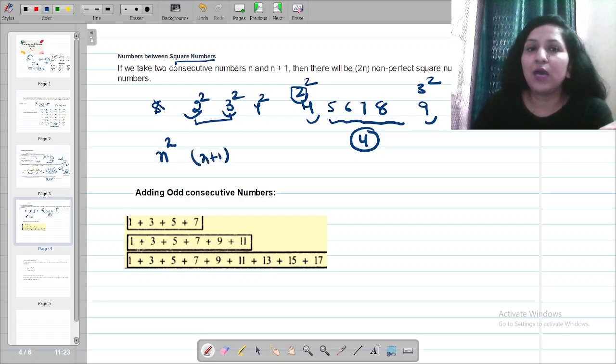What is the next number after n? n plus 1, its square. So if I ask you between these two square numbers, how many non-square numbers are there? Twice of the smaller number. That means 2 times n.